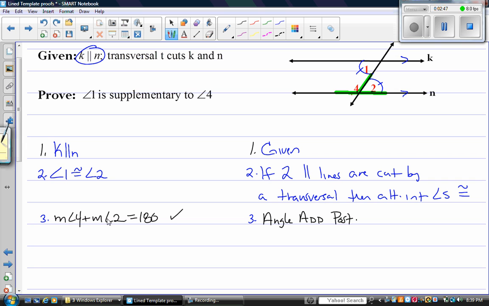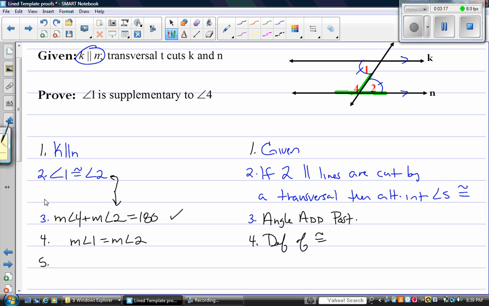Okay. Well, right now I've got 4 and 2. So is there a way I can replace 2 with 1? Okay. And there is, because if I look at this statement here, I know 1 and 2 are equal. I know that their angles are congruent, so I want to make sure that I know the measure of angle 1 is equal to the measure of angle 2. So step 2 and step 4 kind of go together. That's the definition of congruency. That's what allows me to go from congruency to equality.